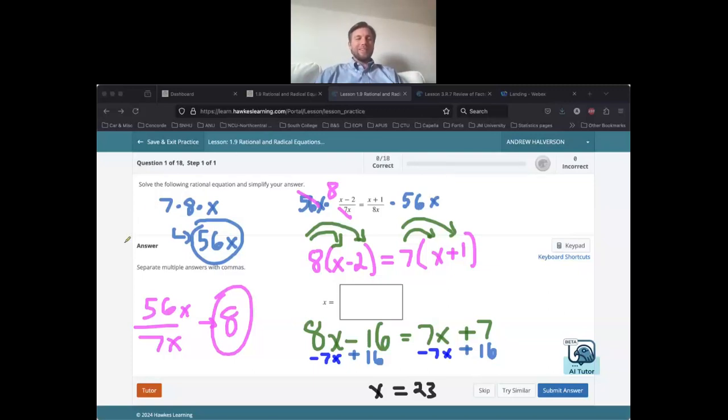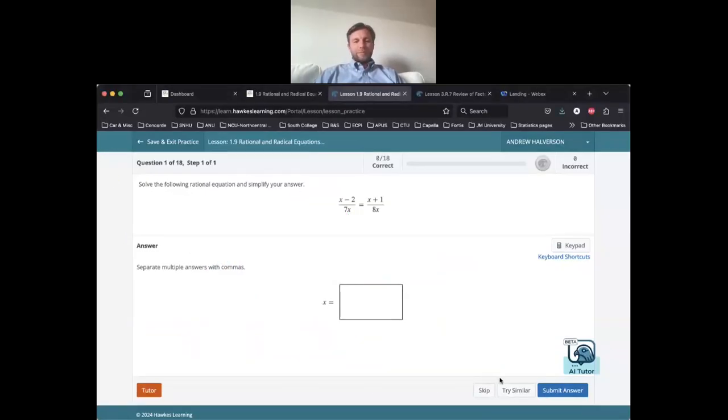Okay, I see. That's interesting. Let's do another one. Very similar. So what's the value I'm going to multiply to each side?